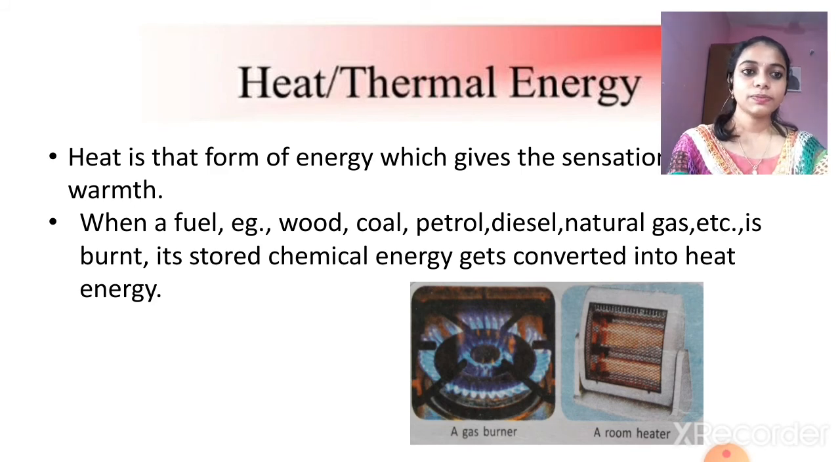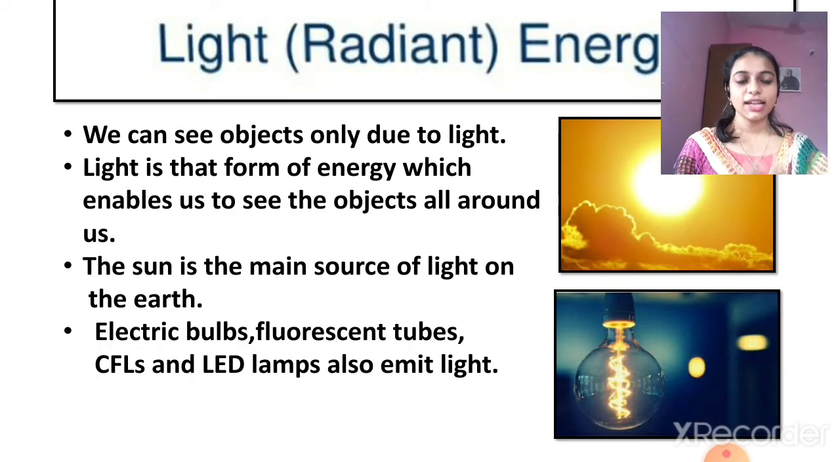Next one is light energy or radiant energy. If there is no light, can we see anything? No. So we can say that it is a very important source of energy, isn't it? We can see objects only due to light. If there is no light, we cannot see anything. So we can say that light is that form of energy which enables us to see the objects all around us. The sun is the main source of light on the earth.